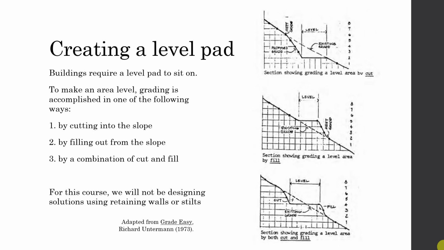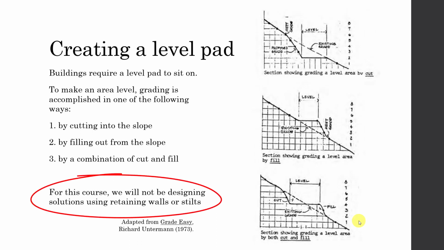All right, so to make an area level, you're going to use one of the following ways. You're going to cut into the slope, and that's shown up here. You're going to fill out from the slope, or you're going to do some kind of combination of cut or fill. Of course, you can build a building on a slope using retaining walls or stilts. We're going to skip that in this course, because we're a course on site grading.